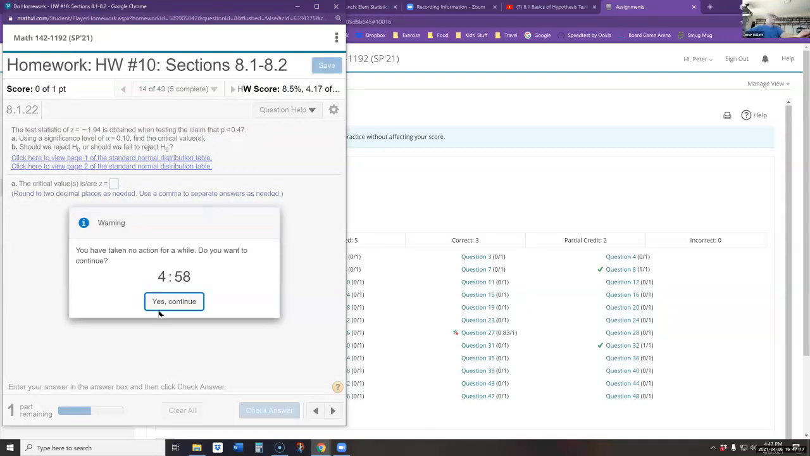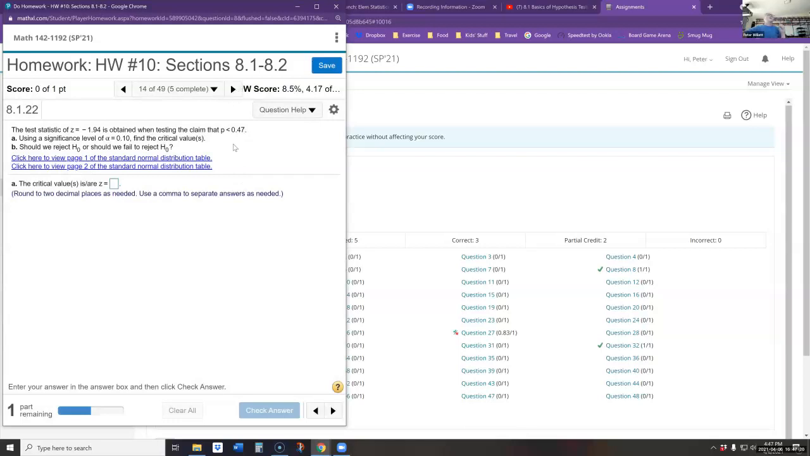In this case, they're not even trying to give us the context of a real world problem. They're just trying to see if we can demonstrate these underlying interactions between test statistics and p-values. The test statistic is a z value of -1.94, and we're supposed to use a significance level of 0.10 and find the critical value, then determine, by comparing the test statistic to the critical value, whether we should reject the null.